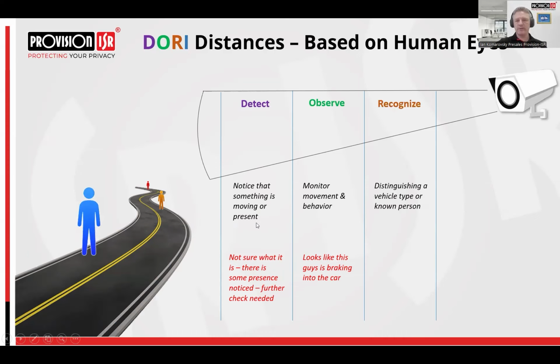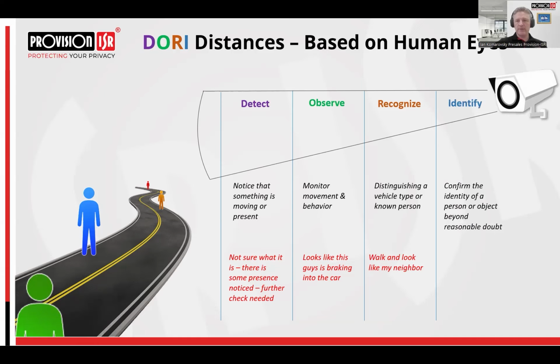Next one is recognize, when there is enough information in the frame to understand that there is a human, and by his movement and his clothes, we understand who the person is. We know this person, but we don't see his face clearly. But we do understand that this is, for example, our neighbor.